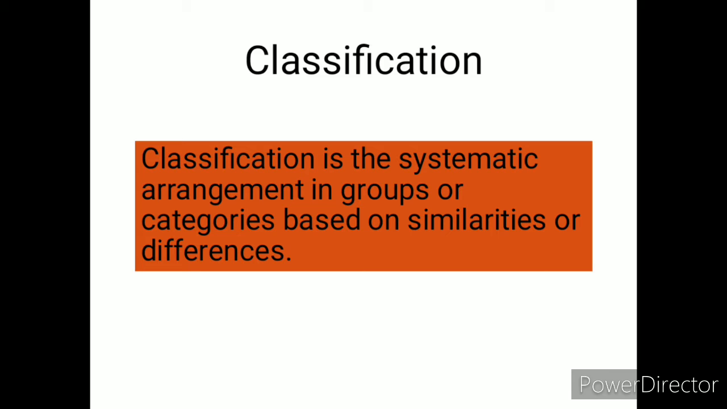But those animals which differ from each other belong to different groups. So based on similarities or differences, you are systematically arranging them in groups or categories. Simply, classification is a systematic arrangement in groups or categories based on similarities or differences. That forms the basis of classification.